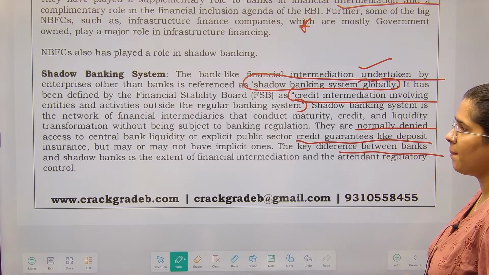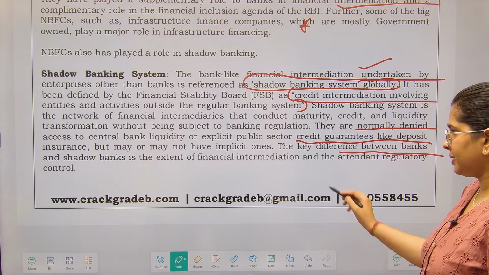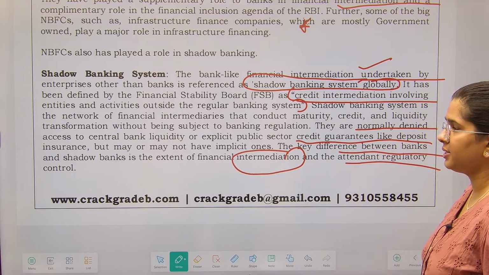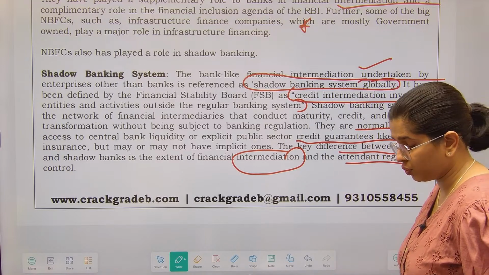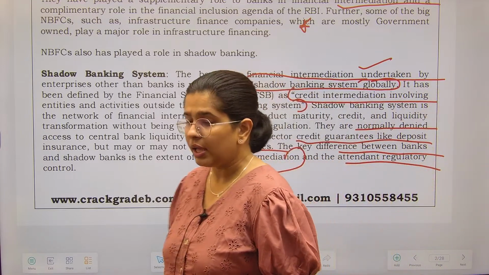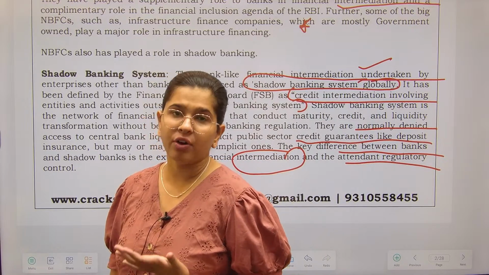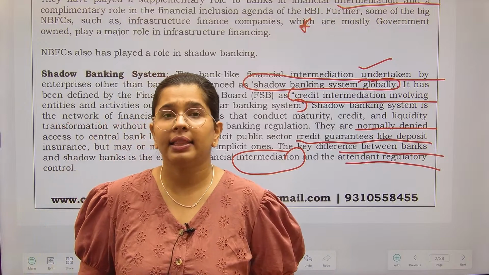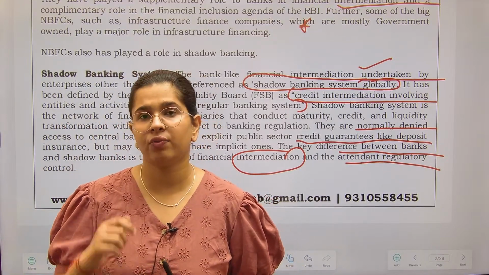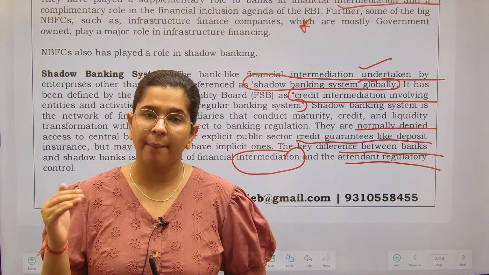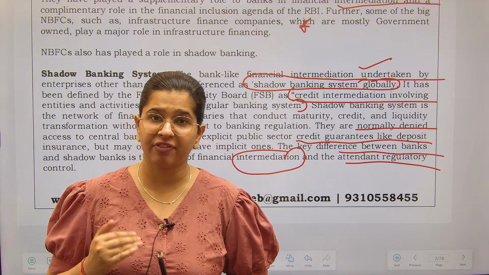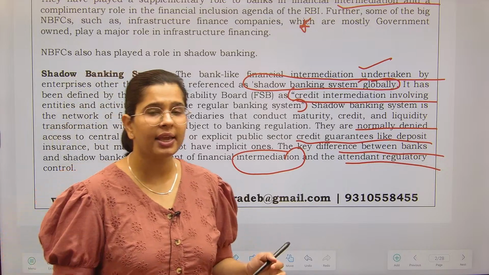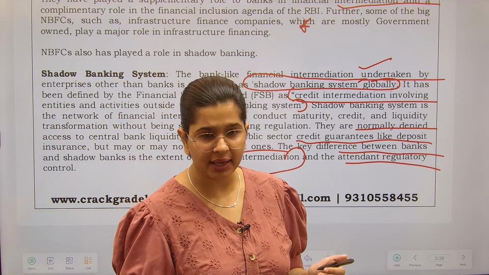The key difference between banks and shadow banks is the extent of intermediation and regulatory control. So the kind and the level of control RBI has on the banks, I'm not denying that it does not have the same kind of control on the NBFCs, but the depth differs. ठीक है, depth differ करती है for both shadow banking and the normal banking system.